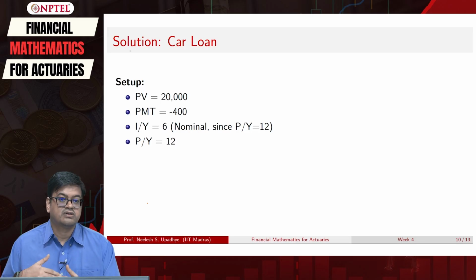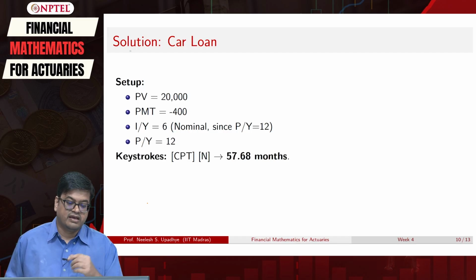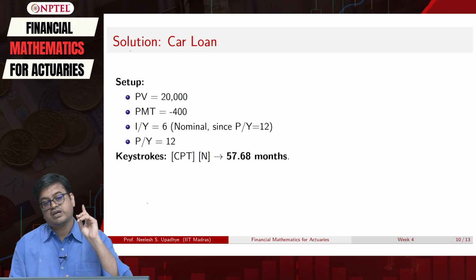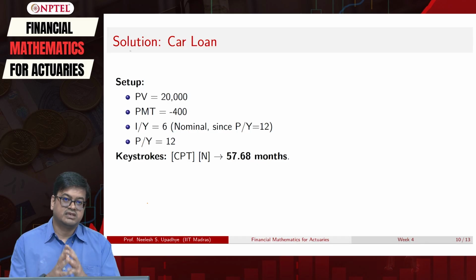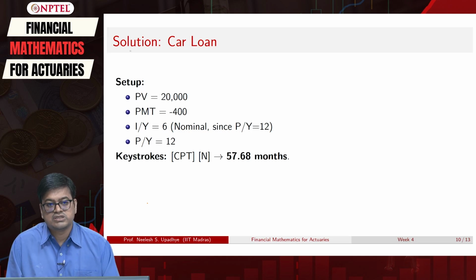Okay. So if you set all these things, you need to then just compute N, and that will give me the answer of 57.68 months. As usual, we have already learnt in earlier videos how to deal with this case. There can be a drop payment or there can be a balloon payment. Generally, the preferred methodology is drop payment.